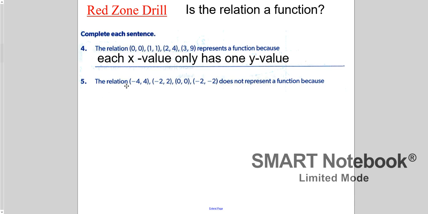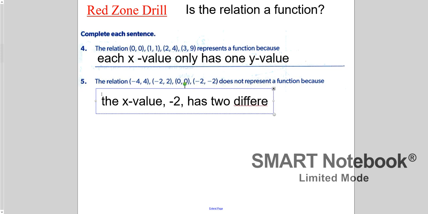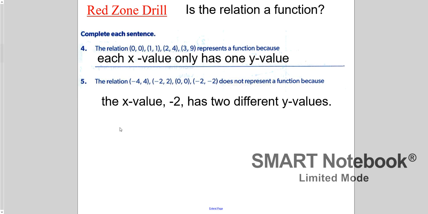Number 5, the relation does not represent a function because the x value -2 has two different y values. And this one I remember students making mistakes on because the x value of -2, which is here and here, has a y value of 2 and -2. Those are two very different numbers. +2 and -2 are different. So that x value has two different y values. This one's fine and that one's fine. The problem is here and here.